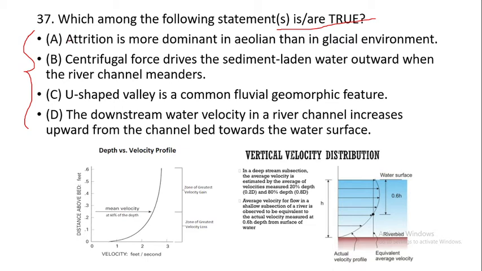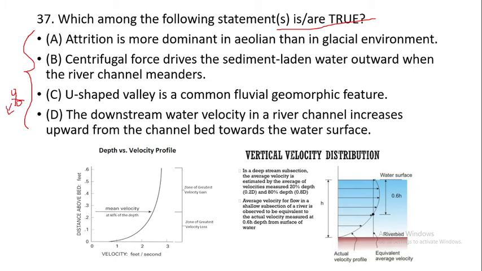Yeah, so let us see the first statement, that is about attrition. Attrition is more dominant in aeolian than in glacial environment. As we know, attrition is nothing but when some particles move in water, what happens? They will collide with each other and this will erode.